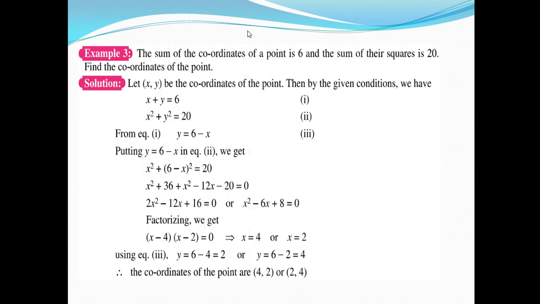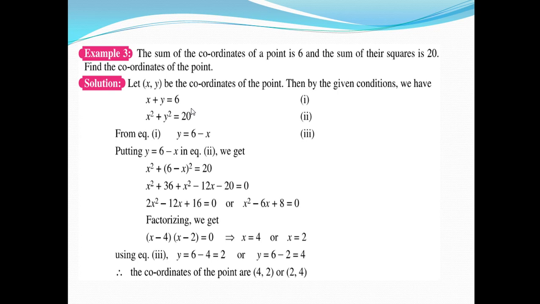Example number 3. The sum of the coordinates of a point is 6 and the sum of their squares is 20. Find the coordinates of the point. Let x, y be the coordinates of the point. Then by the given condition we have x plus y equal to 6. This is the first condition: the sum of the coordinates is equal to 6. And the sum of their squares is equal to 20.